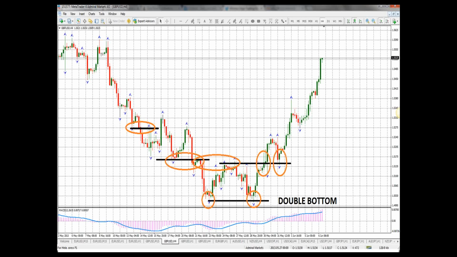Let's see. Someone's asking if this double top or double bottom fails, how often does it fail. I don't know. I don't have any statistics on that. Any idea, Tarantula?